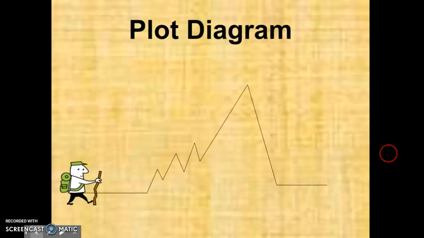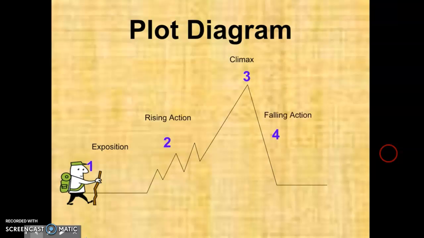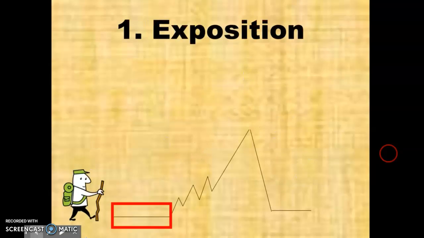So let's look at the plot diagram. First, we have exposition, followed by rising action, which leads to our climax. We then go into the falling action, which leads to our resolution. So let's look at exposition first.